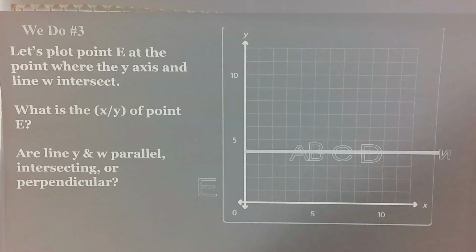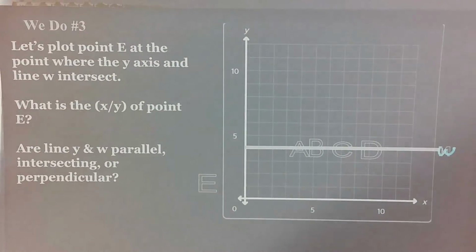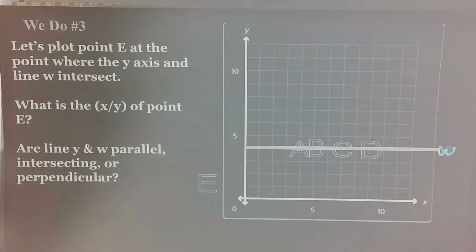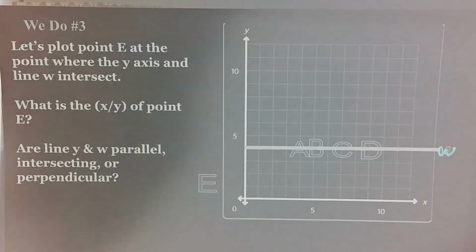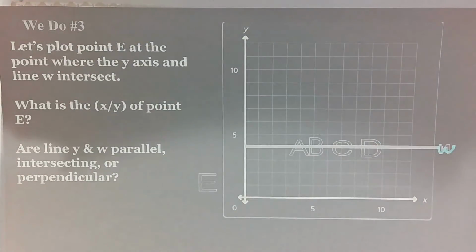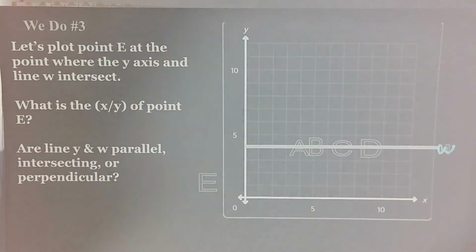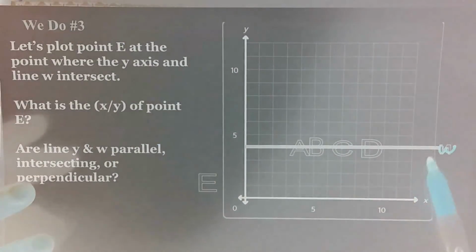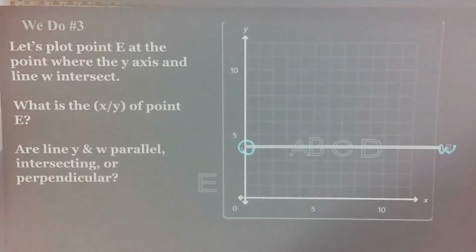We do number 3, we're going to continue to examine this new line that we have created, line W. Let's go ahead and add another point to line W, point E, and we're going to add point E where the y-axis and line W intersect. The point where they intersect is going to be the point where line W and the y-axis meet. Here's line W, and right there is the y-axis. So right there is where they meet.